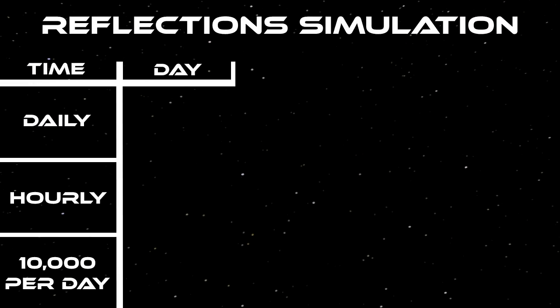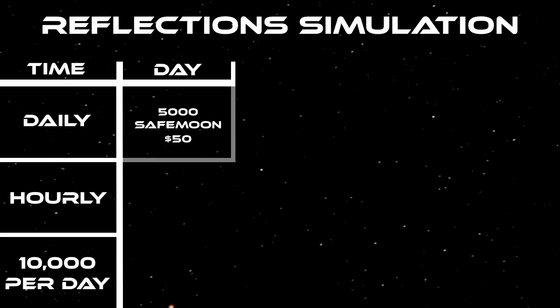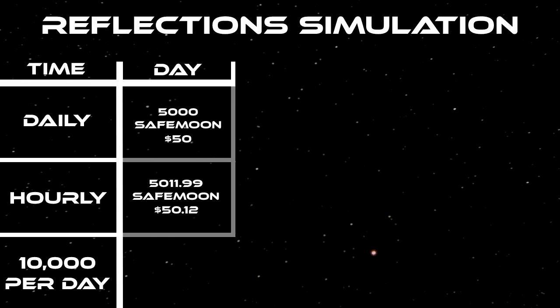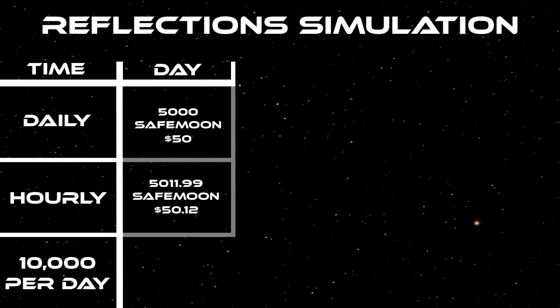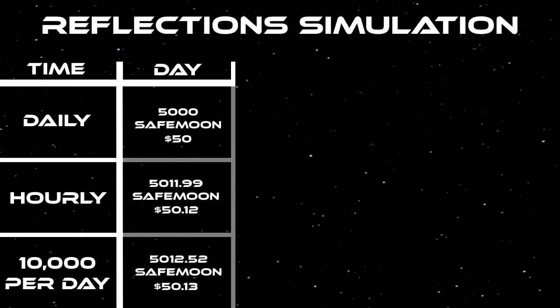After the first day of the simulation, we find that there is already a difference between these 3 variables, although the difference is extremely small. After day 1, the once daily wallet has earned exactly 5,000 Safemoon tokens in reflections worth $50. The hourly wallet has 5,011.99 reflections worth $50.12, and the 10,000 transactions per day wallet has 50,012.52 reflections worth $50.13. We can see from this data already that the more transactions calculated with the same volume leads to a higher reflection count, but it appears the more transactions there are, the less significant those additional gains become.